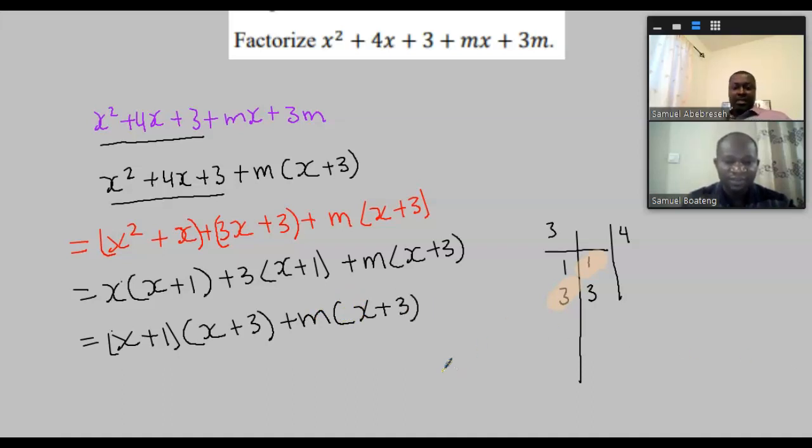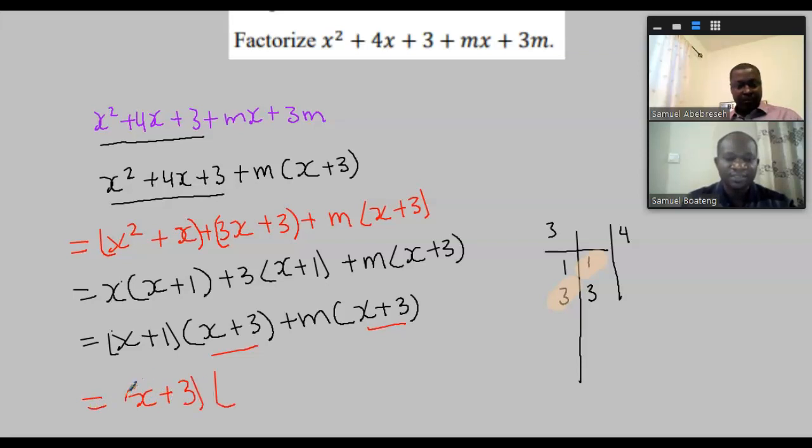We are not done yet. Some people may leave their answer this way. Now, when you leave your answer this way, bear in mind that you will not get a full mark, but there are still common factors to be factorized. You see that x plus 3 is common in both terms. So we bring x plus 3 out.